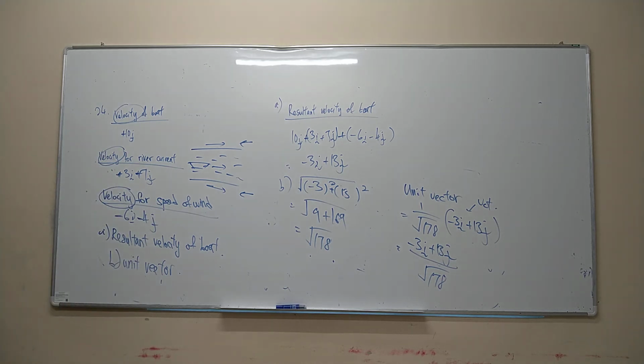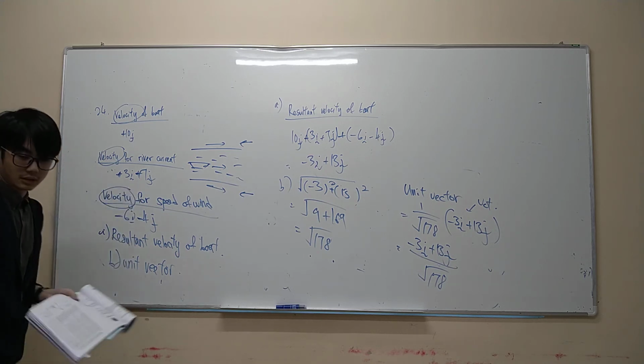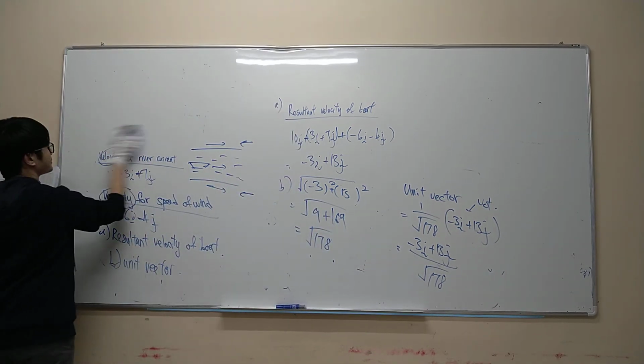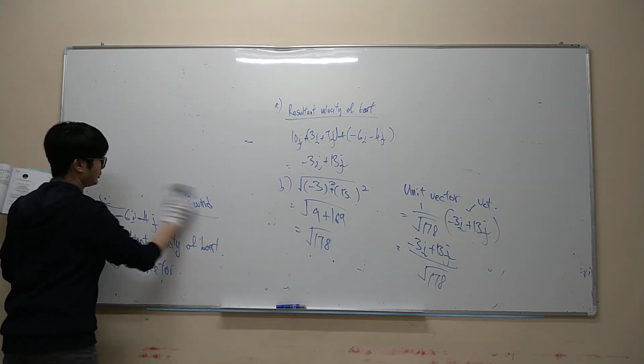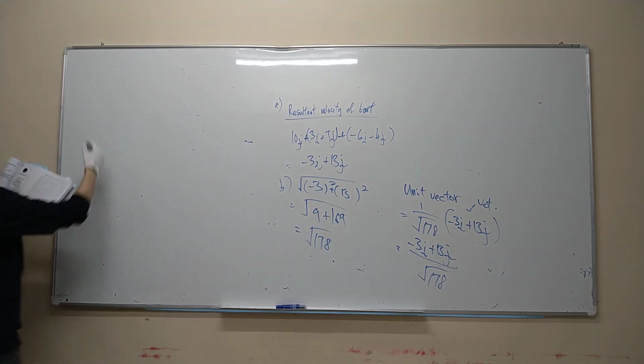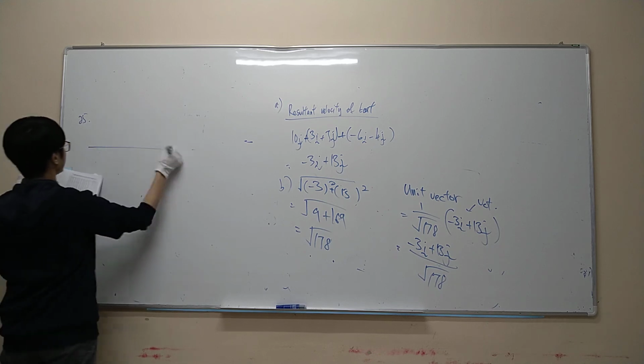Okay, next. The last one, right? This is the last question, 25. I think this is a quadratic. Let me erase first. 25 has a diagram, so I'll draw a diagram.